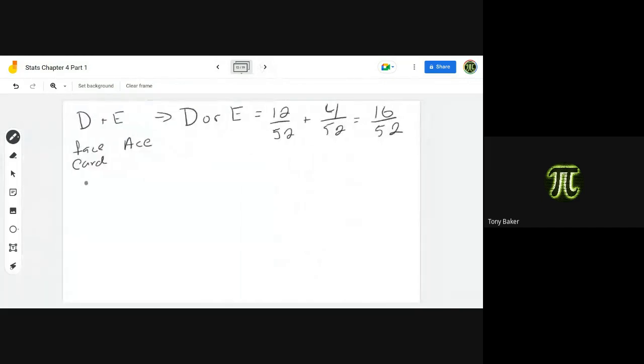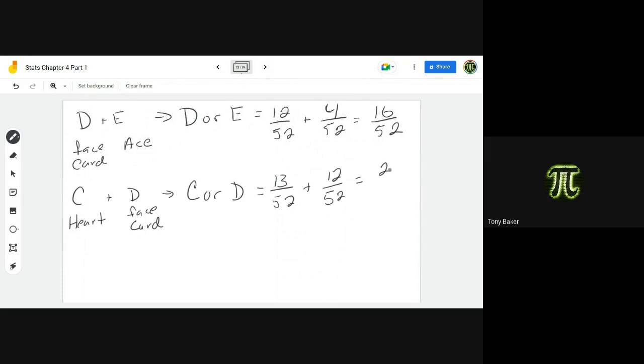C and D. C was a heart, right? Which is what? 13. And D was a face card, which is 12 out of 52, right? So if I added those, I would get 25 out of 52. But there's overlap in these, right?